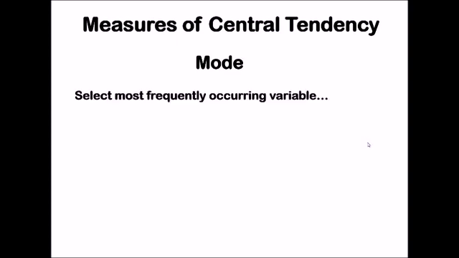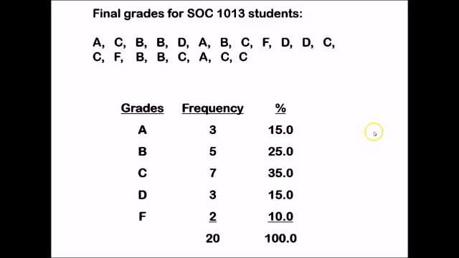Another measure of central tendency is the mode. And the mode is simply that variable which occurs most frequently in a distribution. And so what is our mode within the final grades for my sociology 1013 students last year? What is the most frequently occurring grade? And the way we've got it laid out already here in the frequency distribution, we can see that the most frequently occurring grade is a C.